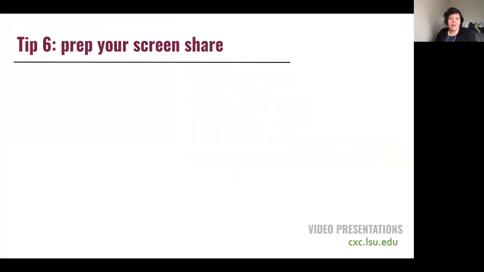Tip number 6, when you're prepping your screen shares, think about all of those little transitional moments that you take for granted in a face-to-face setting. I might be in a classroom or in a conference space with someone, and while I'm queuing up my slides, I might be talking, other people are shifting in the room, folks are taking that as an opportunity to just mentally reset themselves.